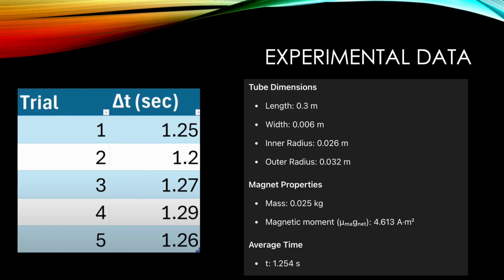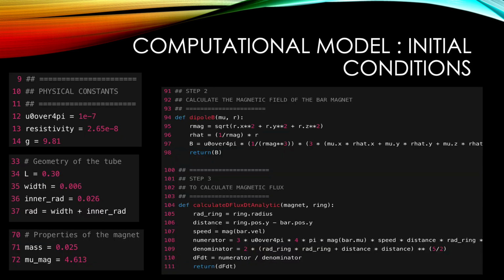This was the experimental data that I obtained. In the 5 trials I did, these were the times that I obtained for each. These are the exact dimensions of the tube and the magnet's properties, and the average time that it took to complete the experiment was 1.254 seconds, which I calculated by adding the times and dividing by 5.